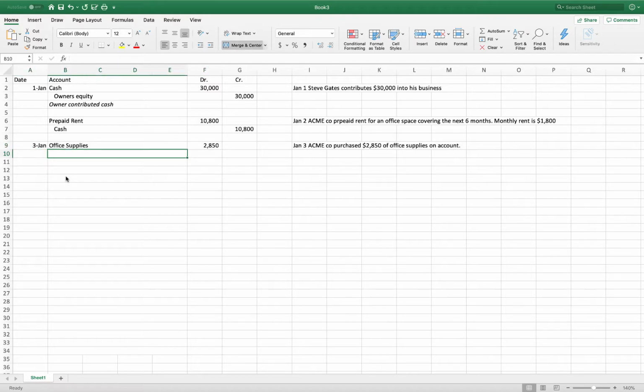Well, I already recognize that a liability is going up. What liability is going up? Well, it's my accounts payable. How much is my accounts payable going up by? $2,850. How do I increase a liability? I increase a liability with a credit. So I need to indent my credit. I'm going to type in AP, that's the abbreviation for accounts payable. And I'm going to enter my credit amount, $2,850.